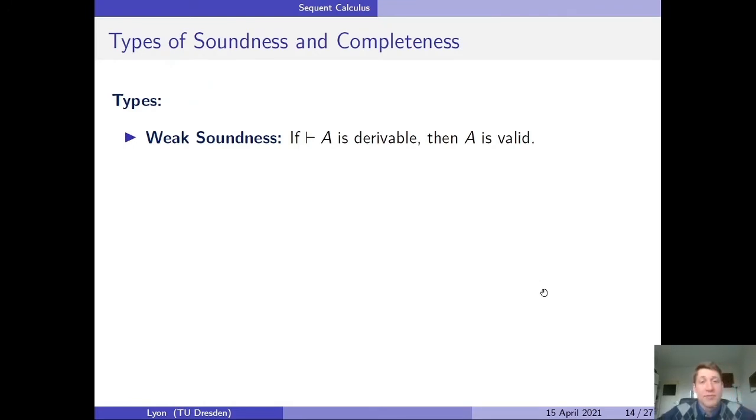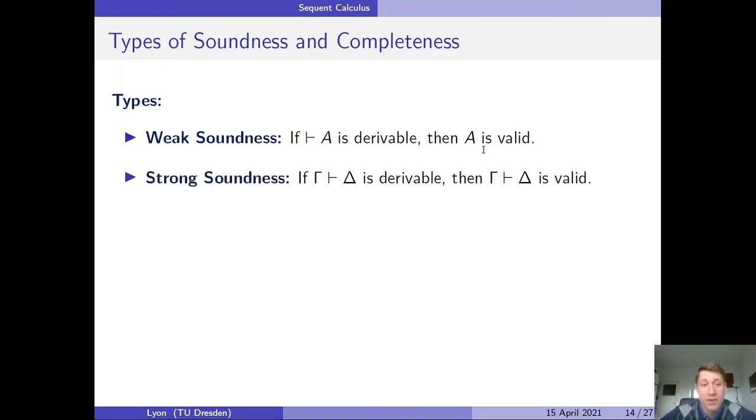Now let's go through different types of soundness and completeness. There is weak soundness, for example, which says that if a formula A is derivable in your calculus, then that formula is valid in your logic. Strong soundness says that if a sequent is derivable in your calculus, then that sequent is valid. So we can see that strong soundness implies weak soundness. All you need to do is instantiate this gamma with an empty set and instantiate the delta with A, and then you get weak soundness as a corollary of strong soundness.